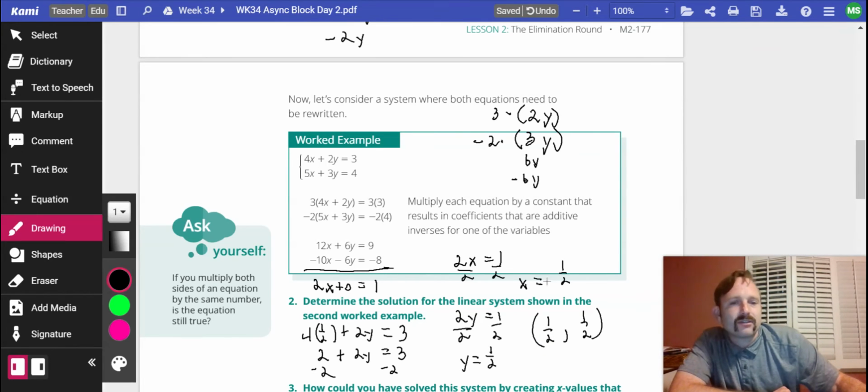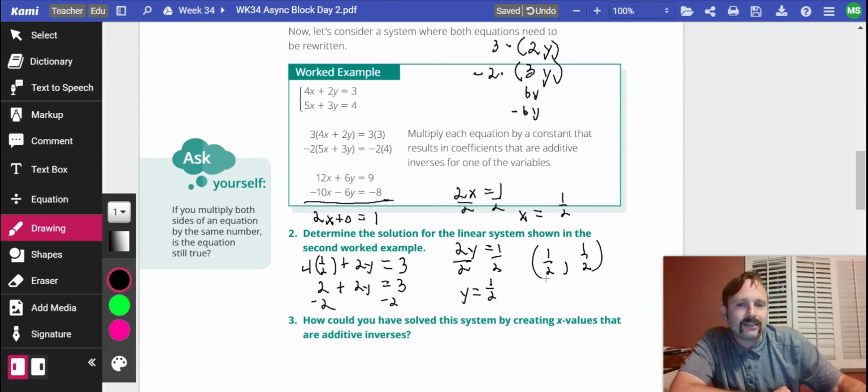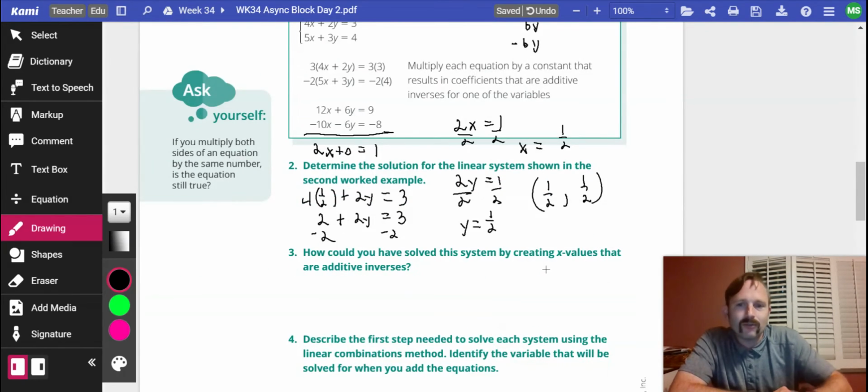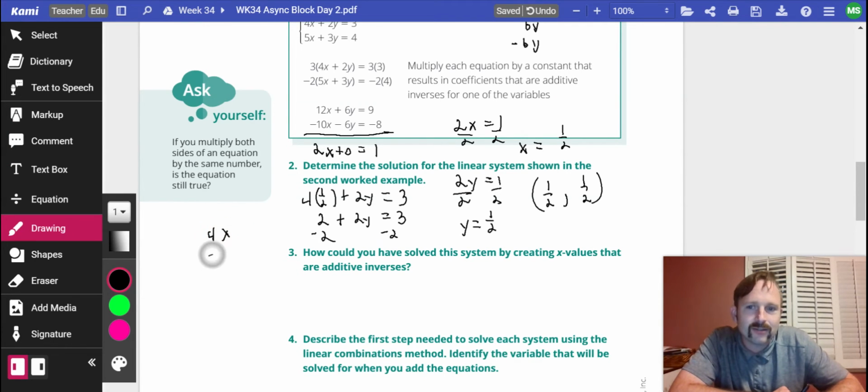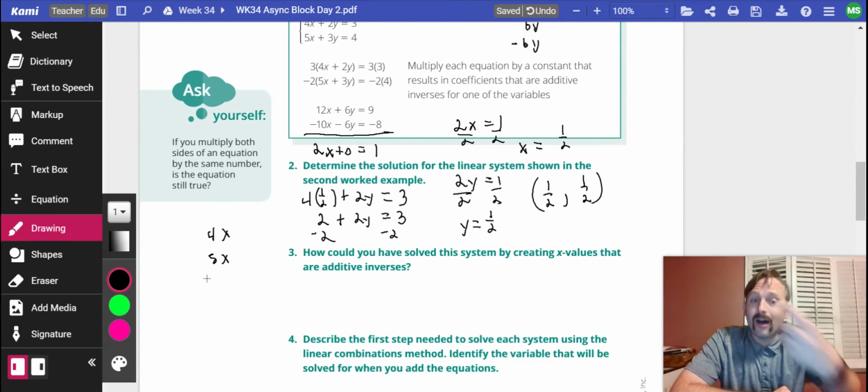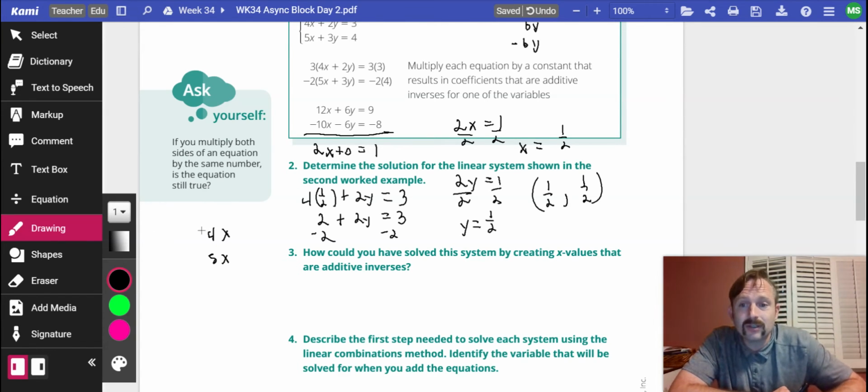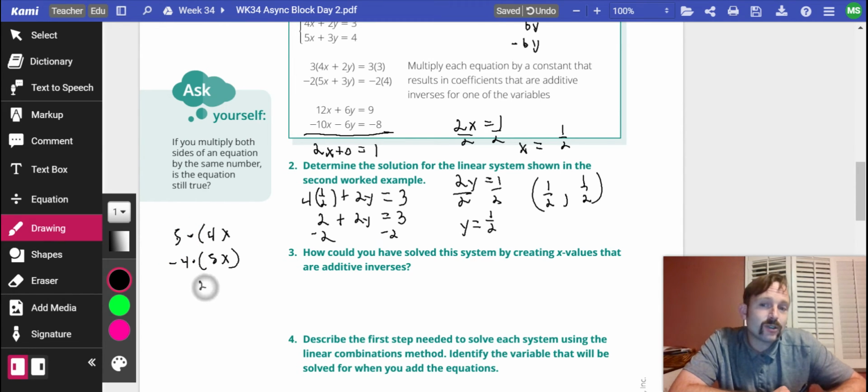How could you solve the system by creating x values that are additive inverses? Well, we understand that one was 4x and one's 5x. So we can multiply by the opposite coefficient. So we can multiply by -4 and multiply by 5. And that would give us 20x and -20x.